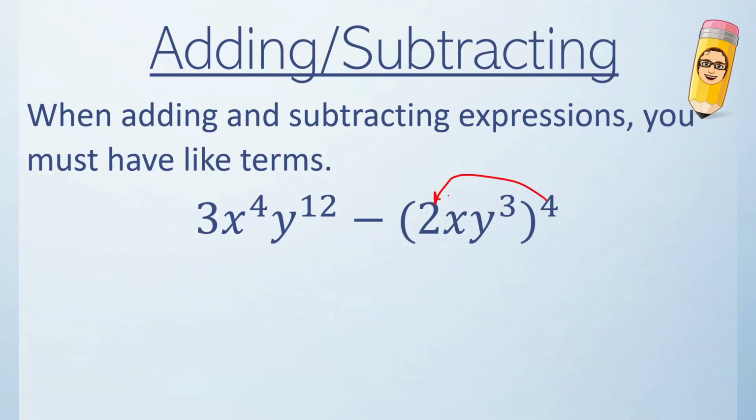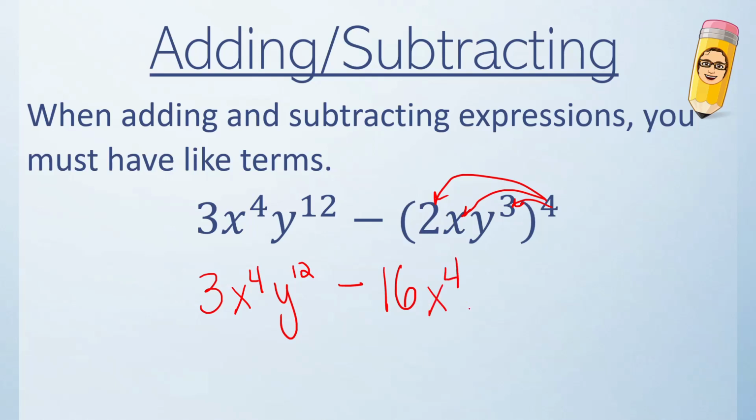I'm going to distribute this 4 in because it's a power to a power. So the front part is not going to change. 2 to the 4th, that is 16. x to the 4th, y to the 12th, because remember, we multiply 3 times 4. Now notice, I have the same exponent piece, x to the 4th, y to the 12th. I don't care about that anymore.